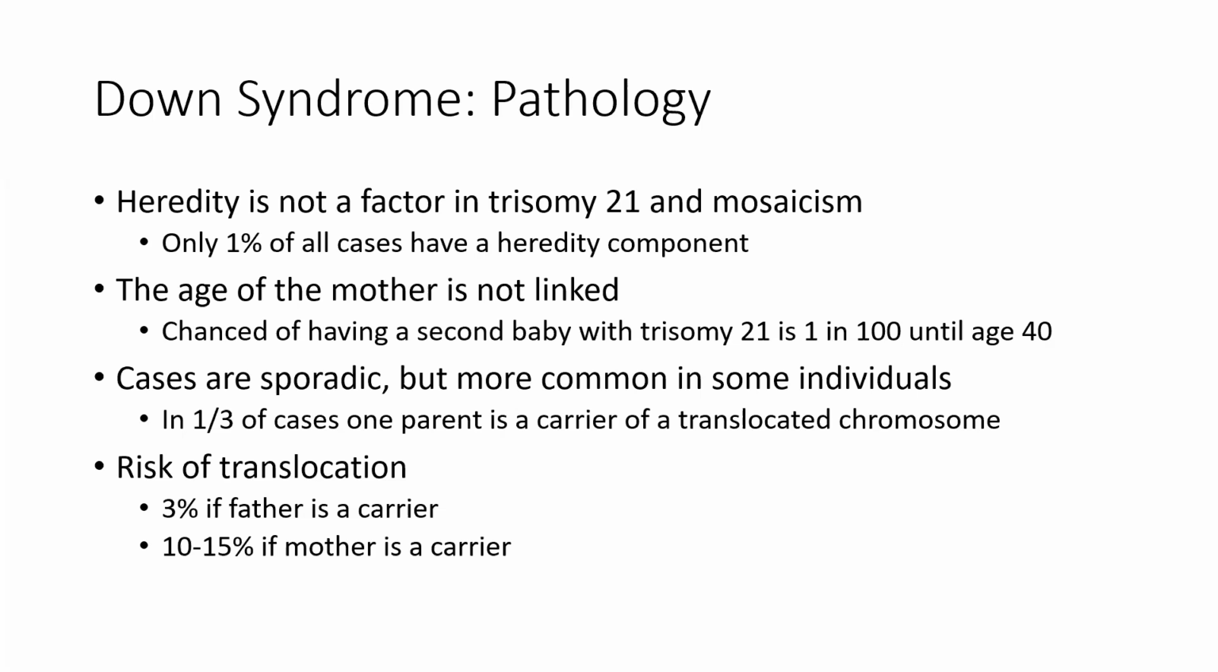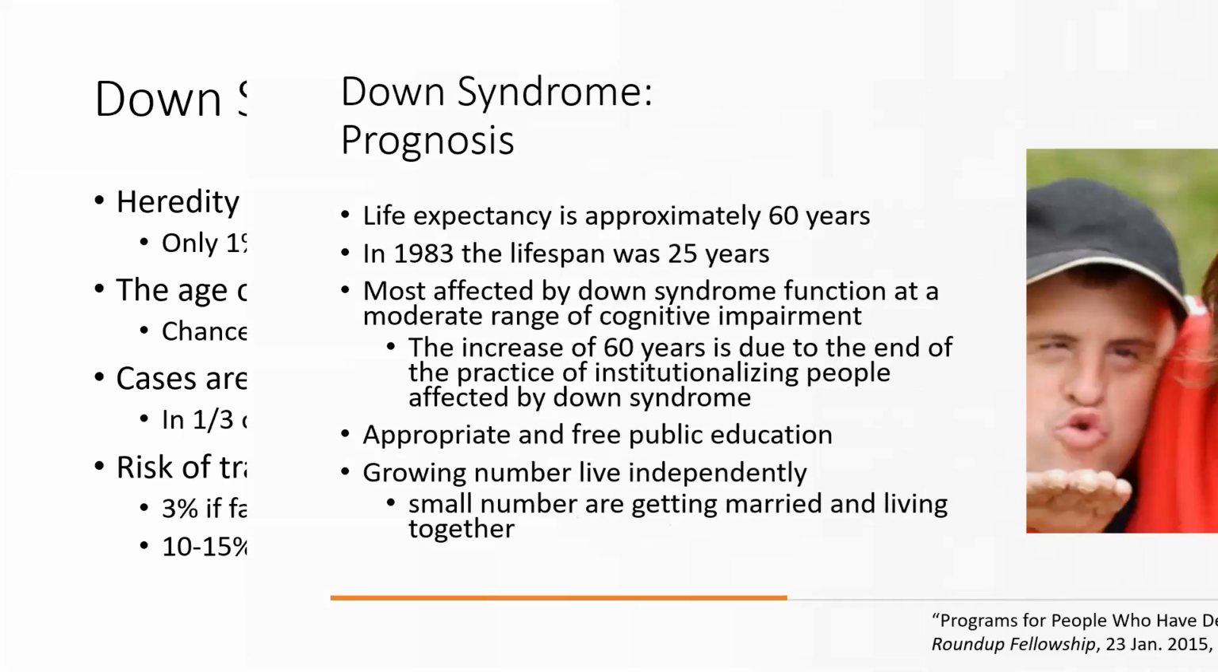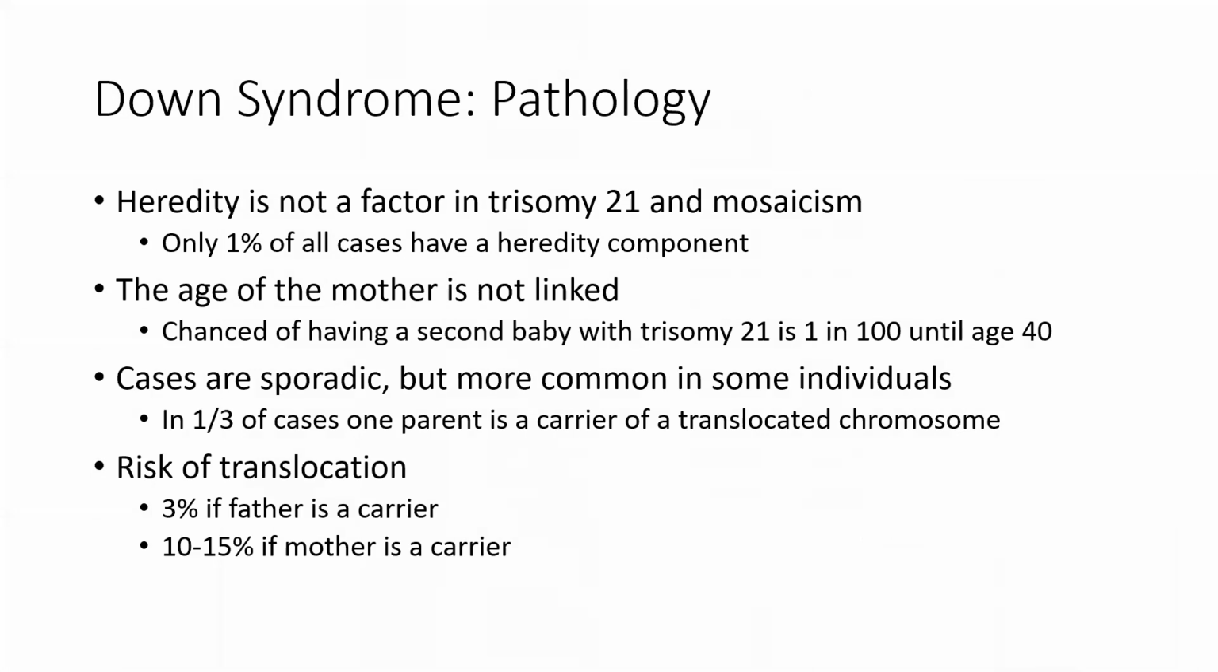Cases are sporadic, but as I said, some parents are at a predisposition to have a child with Down syndrome. In 1/3 of the cases, one parent is a carrier of the translocated chromosomes. The risk of translocation reoccurrence is 3% if the father is a carrier and 10 to 15% if the mother is a carrier.